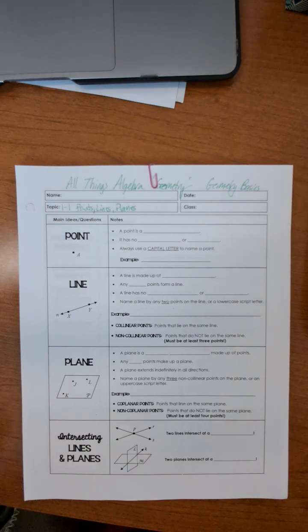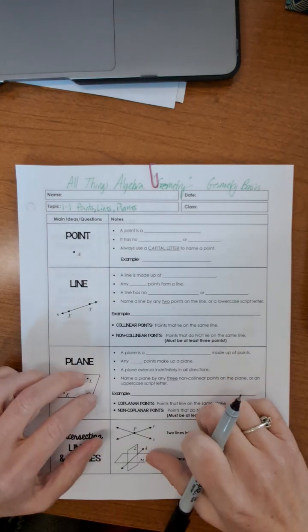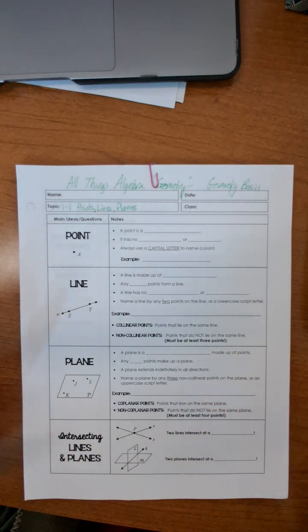Hey everybody, we are in lesson 1-1, points, lines, and planes, the geometry basics. All right, first thing, what's a point, what's a line, what's a plane?